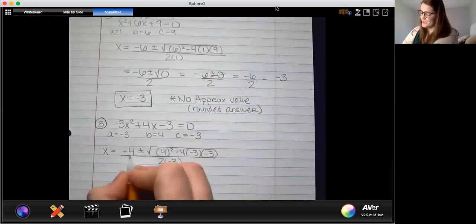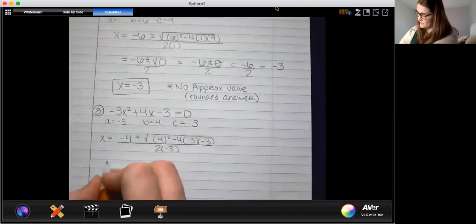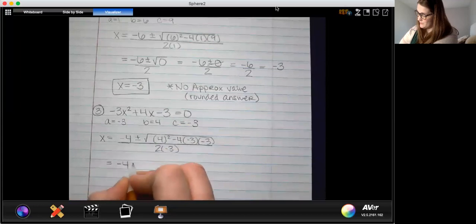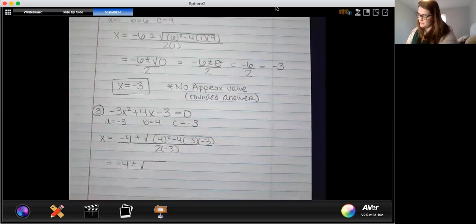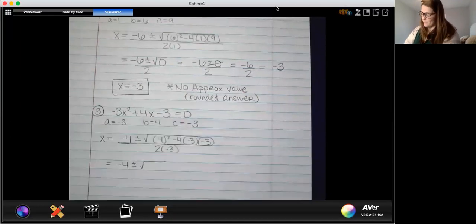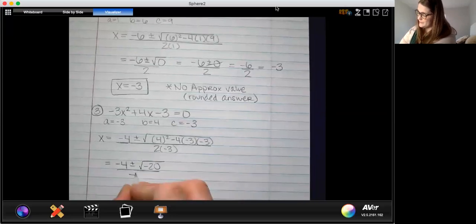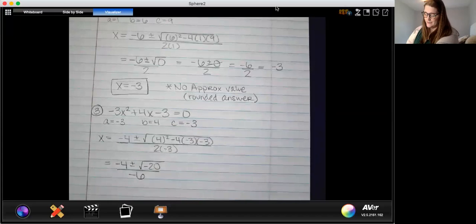Okay, again, a must show. Second step, simplify my discriminant, plus or minus square root 4 squared minus 4 times -3 times -3. I get -20 divided by -6. Now, -20 can simplify.